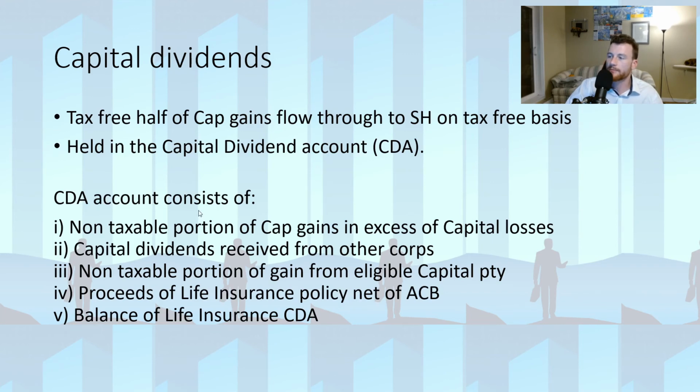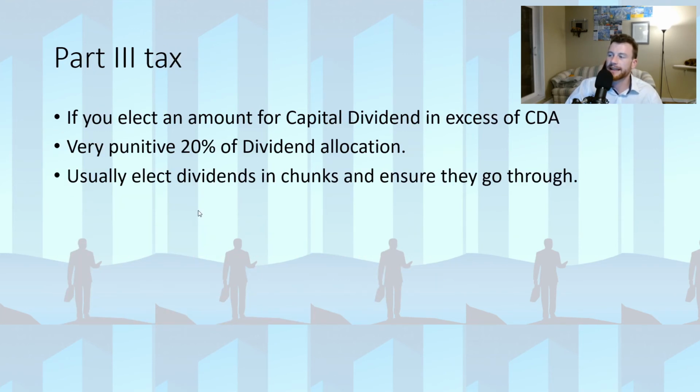One thing with capital dividends is that in order to get the capital dividends, you have to elect an amount via form T2054. If you exceed the amount in your CDA, your capital dividend account, then you get taxed. You get a tax punishment, and that's not very fair: 20% of any excess of the dividend that you've allocated.